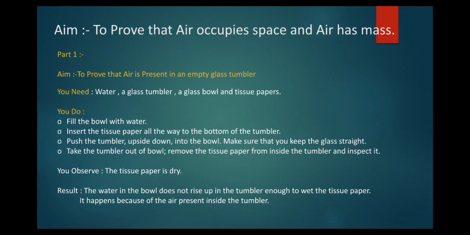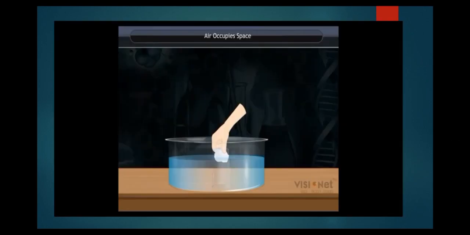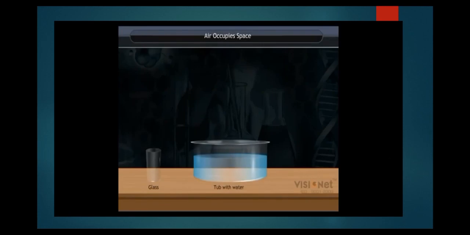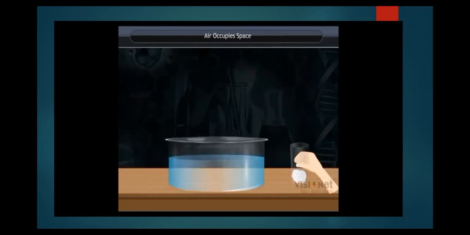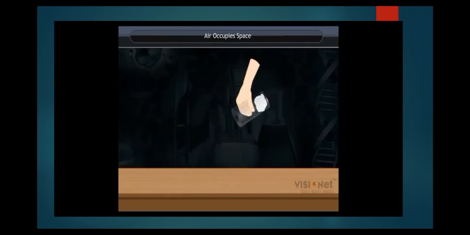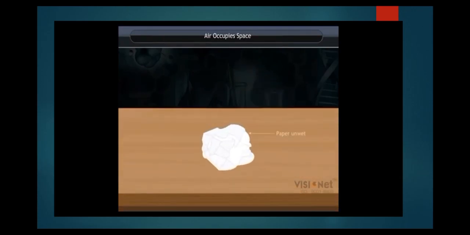So let's understand that activity with the help of an example. So, we need a glass tub with water and a crumbled tissue paper. What we have to do? We have to insert the tissue paper into the bottom of the glass. Now, our third step is push the tumbler upside down. Now, our next step is take out the glass tumbler and inspect the tissue paper.